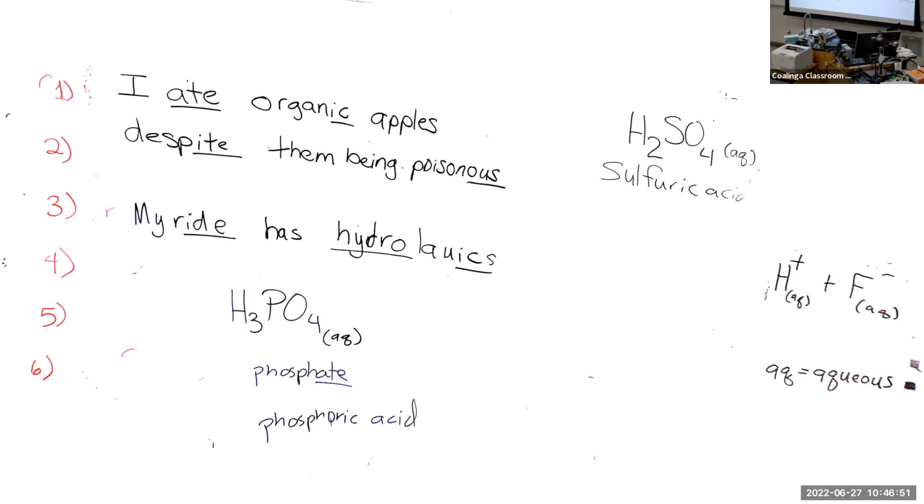If I have this one, H3PO3, this guy normally would be called phosphite, right? So ite becomes ous. So this guy would be called phosphorous acid, with ous.